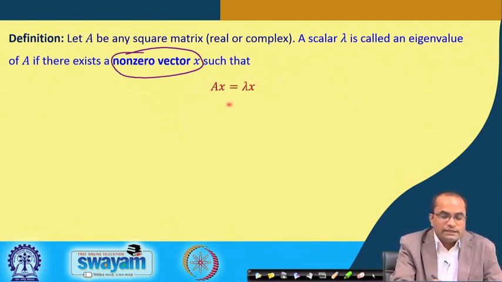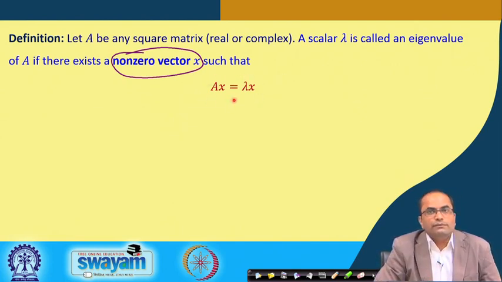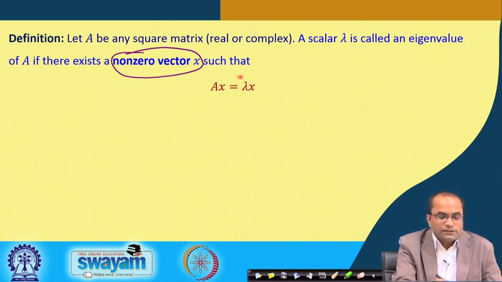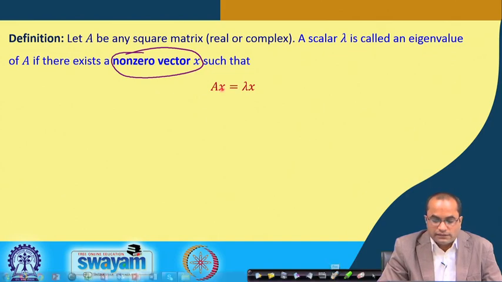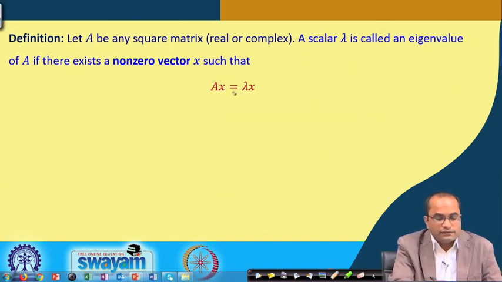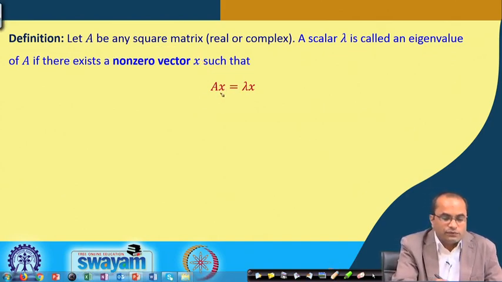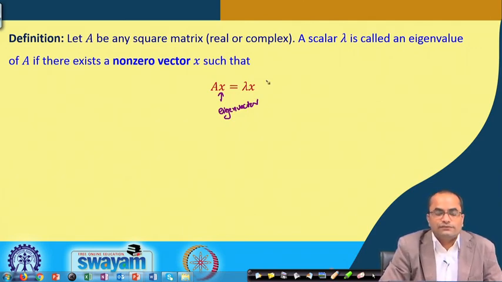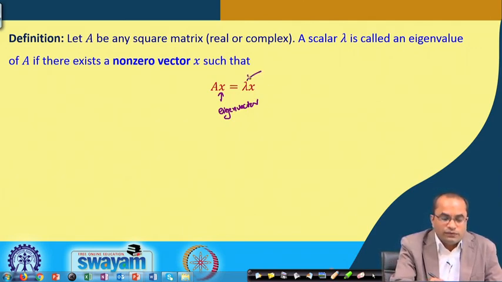So, A x is equal to lambda x, that is a very important equation which we will be talking about today. That is the definition of the eigenvector. This x is called the eigenvector and this lambda is called the eigenvalue. The eigenvector has to be always non-zero, otherwise the zero vector would always satisfy the equation. So, we are looking for the non-zero vector, which is called the eigenvector, and this is called the eigenvalue.